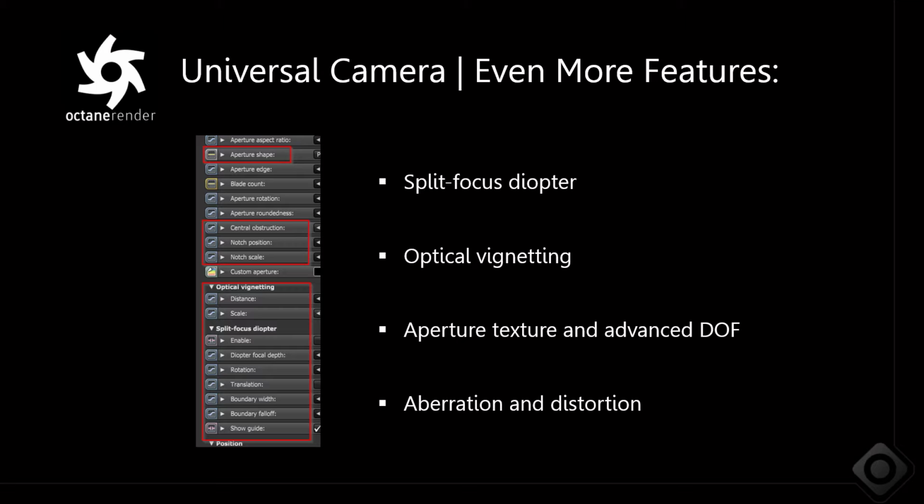And there's a lot of great features that were added: optical vignetting. You can have aperture textures, aberration distortion. We're working on really exposing the ability to do a lot of these things where we can through textures and shader nodes that you can add in, and that work's in progress.